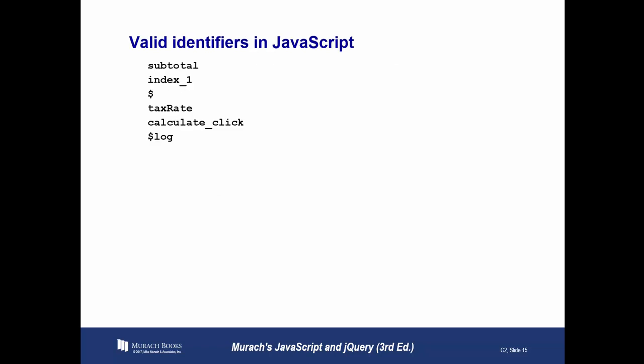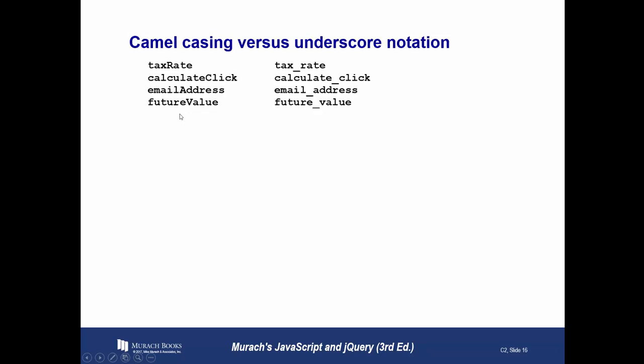So here's some stuff that's valid. We will actually later on be using that dollar sign, so until then, we're not going to use it at all. This is fine, subtotal. This is fine because the underscore is okay. This is fine where you run two words together like this. This is called camel casing. We'll get into that later. This is fine with an underscore. That's fine, but we're not going to do that.